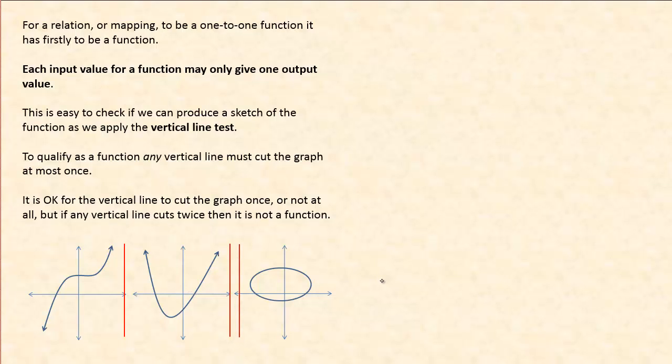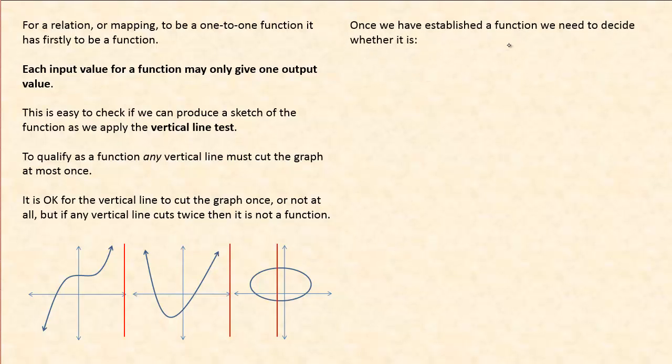But if we look at this third one, we can see here that it cuts twice. And that means that we have a single input value, or x value, that's giving rise to two different values in the range. So, in summary, here we have function, function, not a function.